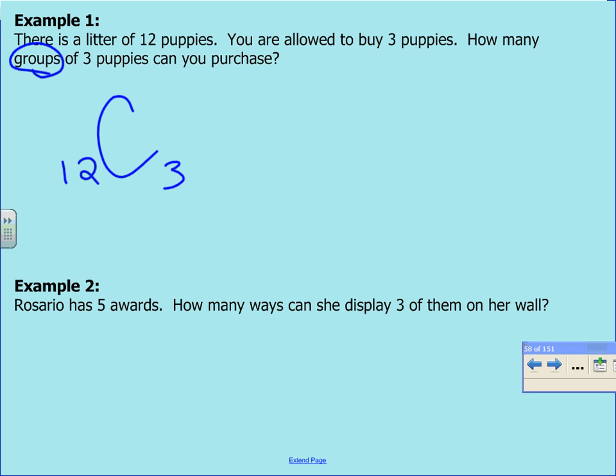Kind of like the groups in the class. If I'm going to put 4 of you in a group, I'm going to strategically place you. But the way that I put the 4 of you in a group doesn't matter. Just like the puppies. You're going to pick the 3 you like. The way you arrange the 3 doesn't matter. You guys with me on that? So how many ways are there to arrange 3 out of the 12 puppies? Matt? Good, 220.